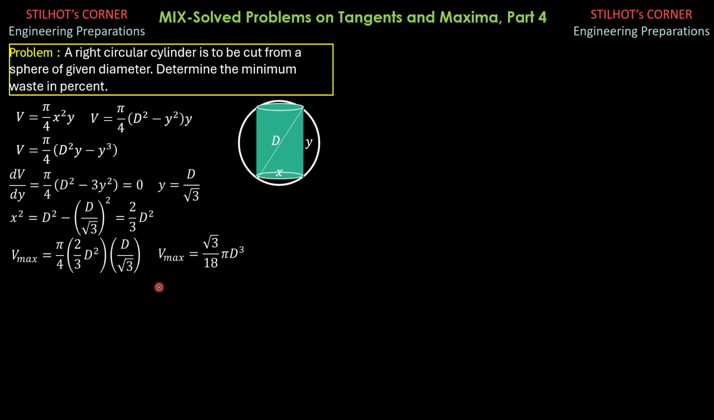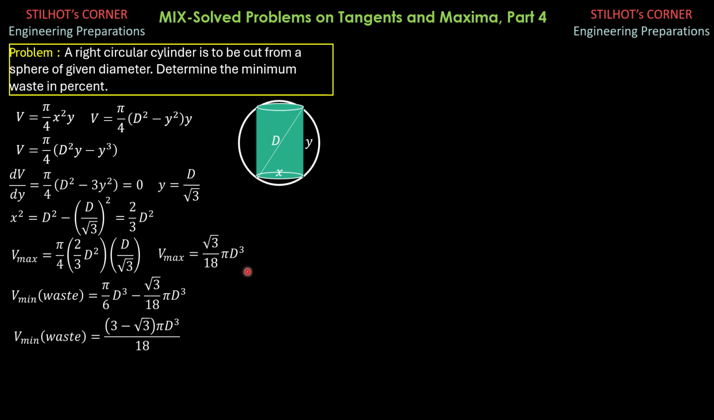So the minimum volume of waste is the volume of the sphere, pi over 6 diameter cubed, minus the maximum volume of the right circular cylinder, square root of 3 over 18 pi diameter cubed. So simplifying, the minimum volume of waste is equal to quantity 3 minus square root of 3, pi diameter cubed over 18.